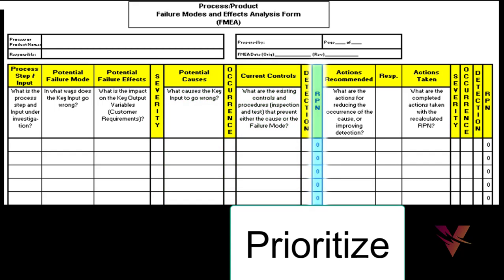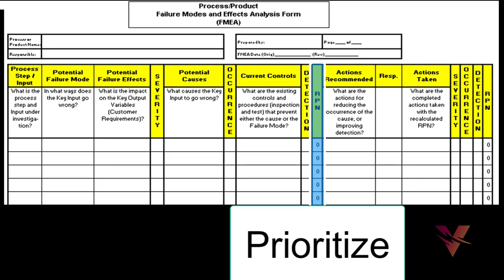So next is RPN, that is risk priority number. So risk priority number here, it is a product of severity, occurrence and detection.